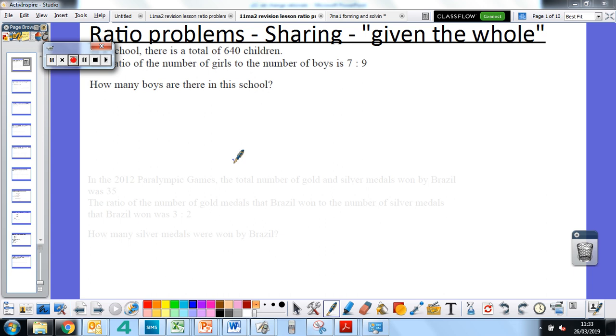4 separate revision guides on ratio. This one starts with ratio problems that have to do with sharing.